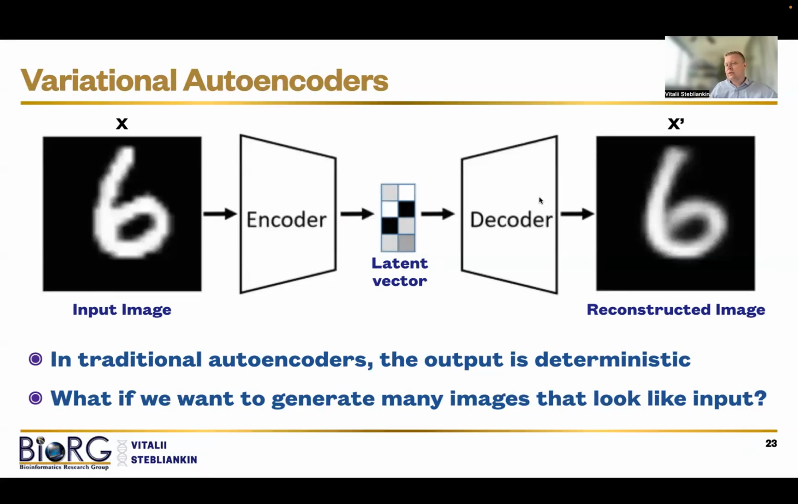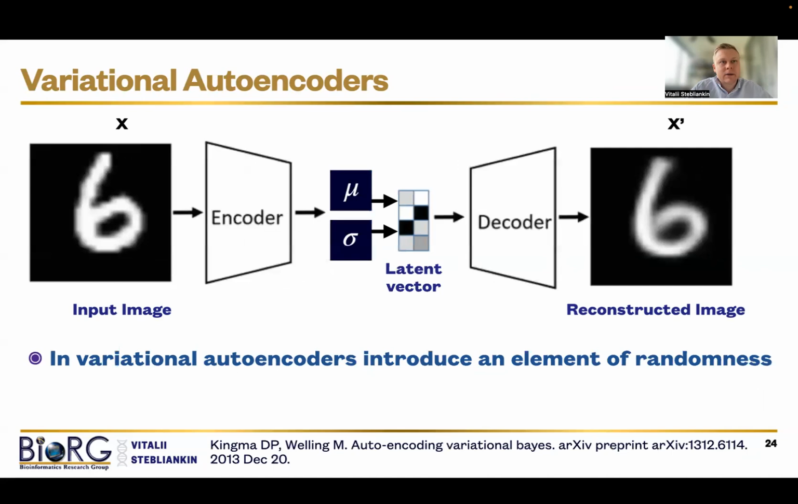But what if we want to generate many images? Let's say you provide an input image of a cat, and you want to generate 10 images that look similar to this cat, but kind of different. Can we do that? With this model, no, we can't, because it is deterministic. But with variational autoencoders, we can. This model introduces the element of randomness. Now, instead of getting a latent vector, the encoder is going to guess what is the mean and standard deviation of this vector given the input.